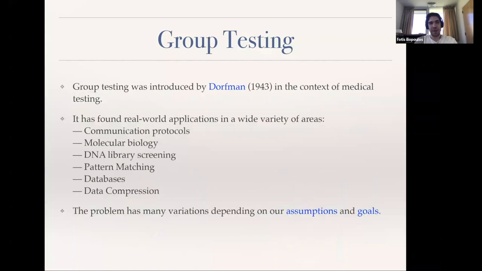So group testing was introduced by Dorfman in 1943 in the context of medical testing, in the context I just explained. But it's a problem that has found real world applications in a variety of areas. You can view it as identifying K defective items out of a population of size P. And this has many applications in communication protocols, molecular biology, all the way to data compression. And as you can imagine, the problem has many variations depending on our assumptions and goals. And here I will try to explain what these assumptions and goals are, at least in our paper.